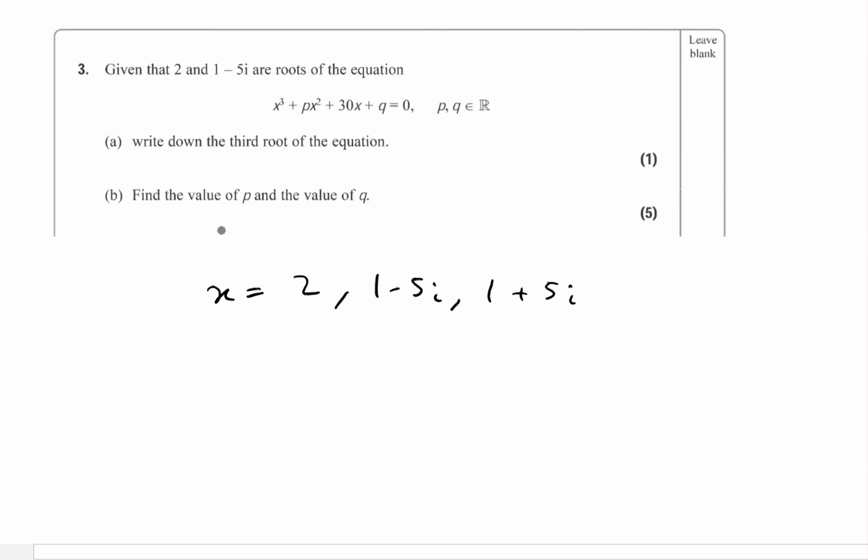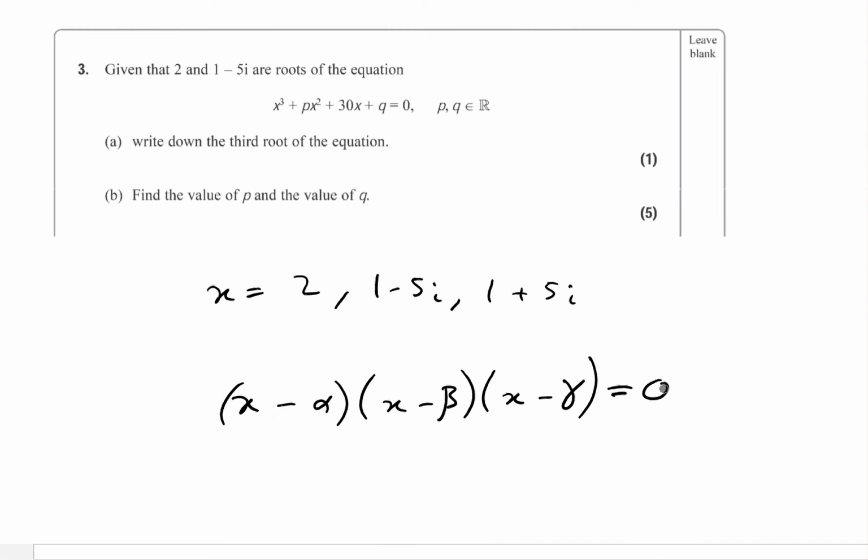Okay, so in part B, it's asked us to find the value of P and the value of Q. So effectively, what we've got is our three roots. Now if you remember, a root is a factor. So you've got x minus alpha times x minus beta and x minus gamma. These are factors, so we multiply these together and we should get our original equation. So they're equal to 0. Multiply these things together and we should get our original equation back.